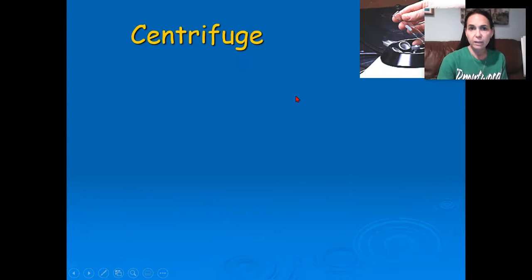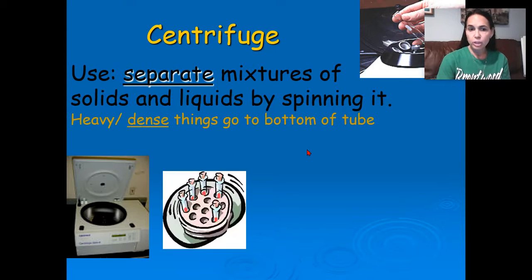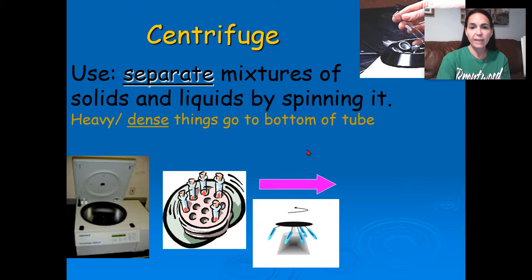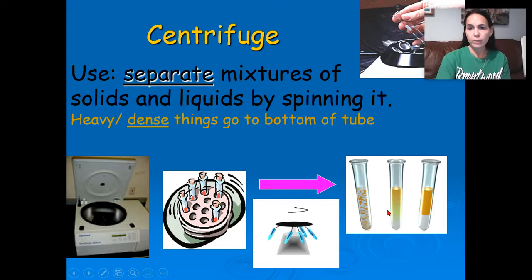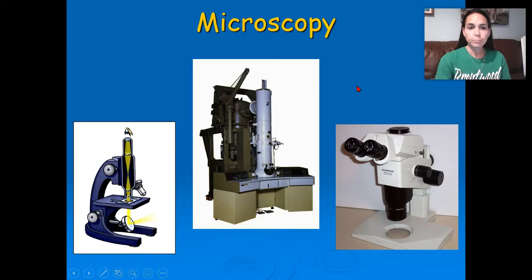And the last technique is the centrifuge, which separates mixtures of solids and liquids by spinning it, and it separates by density. So here's the machine. It puts the test tubes in, and it turns really, really fast. It spins super fast. And at the end of the spinning, it will separate. So in this case, the heavier object is the white part, and the lighter part is the yellow, and it separates by density.